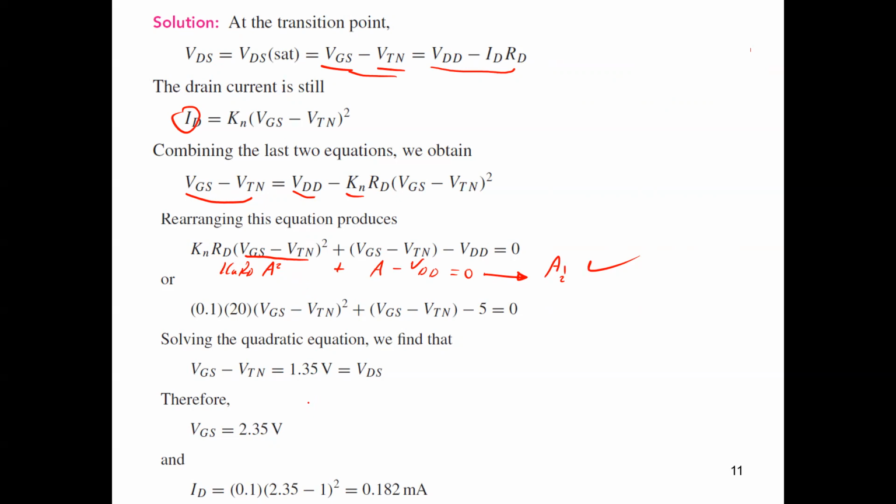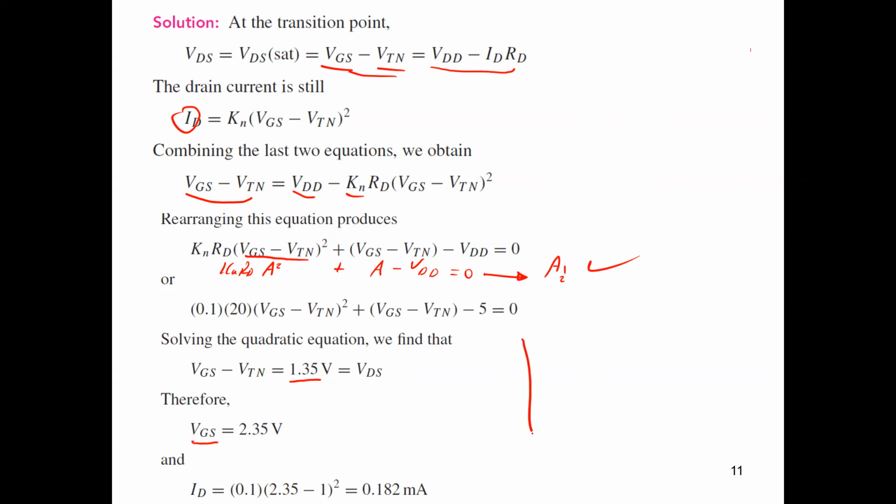So in this case, we can consider this value, which is 1.35. So this is our VDS now. So VDS equals 1.35 volt. And we know that VGS equals VDS plus VTN. VTN is given, so we can substitute by VTN. So VGS now equals 2.35.